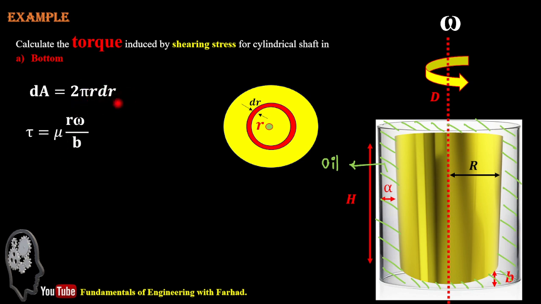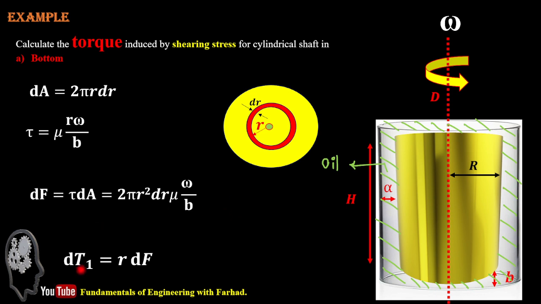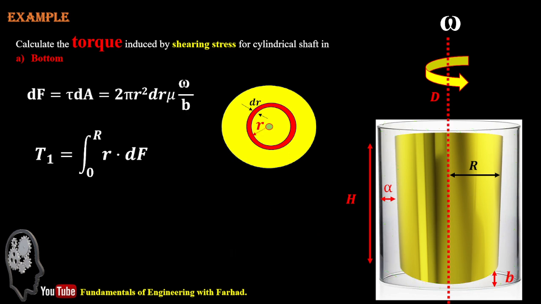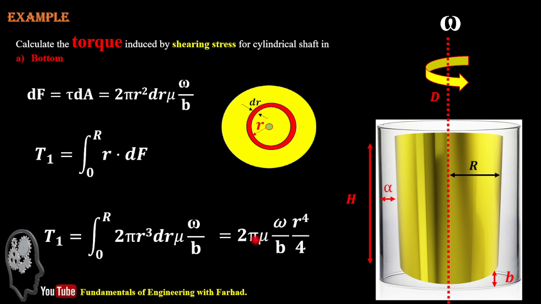We know what dA is and what tau is in terms of formula. And then if you replace in the dF formula, that's 2 pi r squared dr mu w over b. And then definitely the differential form of torsion for the bottom is r dF. And then if you integrate it from 0 to R, from the center to the side, it just gives you the torsion at the bottom. Then if you do the integration, it just gives you this numeric value for torsion for the bottom.